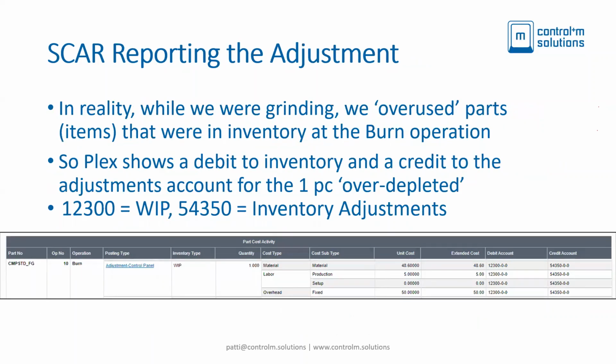So remember, we only put 100 parts or items into work in process at the burn operation, but we took 101 out. So Plex has to put that one part into operation 10 in order to keep things in balance. So here's the adjustment that Plex made when I over depleted using a rollover adjustment.